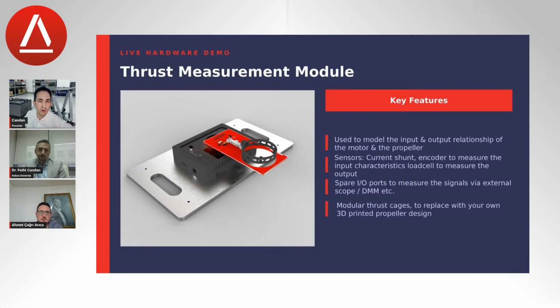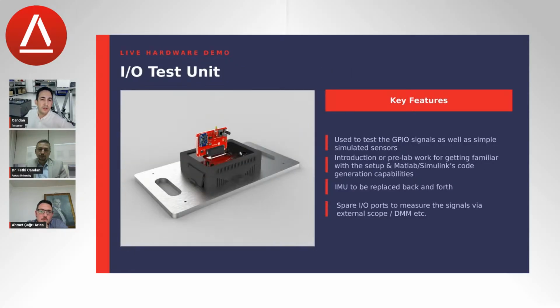Additionally, we have some spare parts over there. Here, maybe it can be seen. Close to the load cell, it can be used to measure the signals with external equipment as well. And finally, we have the I/O test unit. It is a simple I/O card that has some GPIO signals. We also have the IMU sensor that can be replaced over here and then taken back to the propeller main tower as well. It gives access to external ports for measurements.